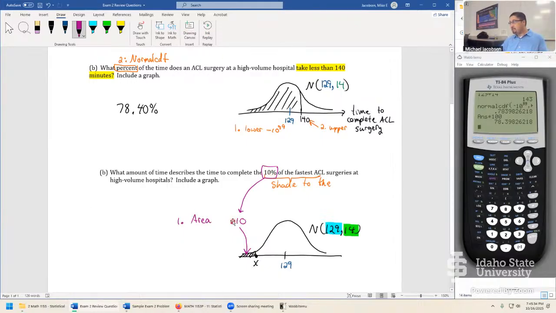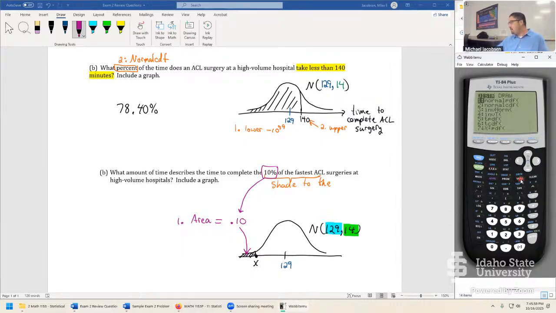So with this setup, area is 0.10, it's area to the left, so we don't have to flip things around. We can find the 10% fastest surgeries. So that doesn't necessarily mean they worked the best. Maybe that was a rookie doctor and didn't do everything they're supposed to, and so it was a fast surgery. It's hard to say for sure. Or maybe the ACL was just easy to deal with. It was a micro tear or something like that.